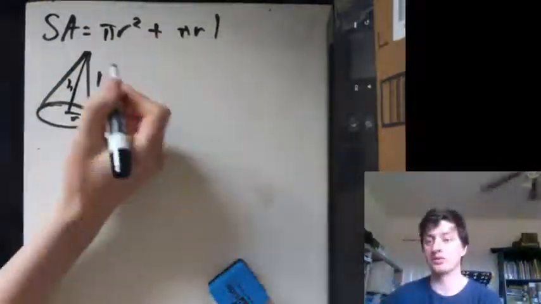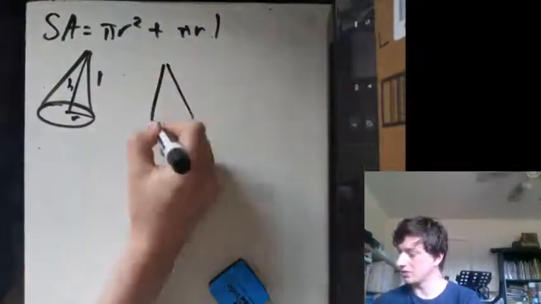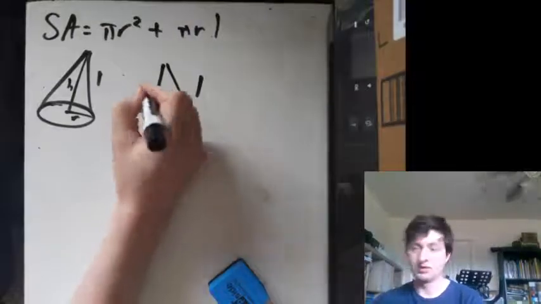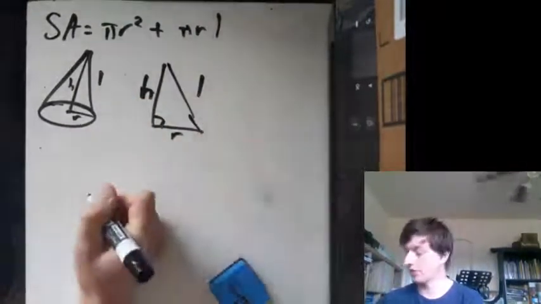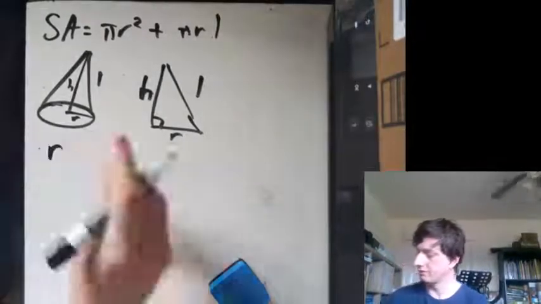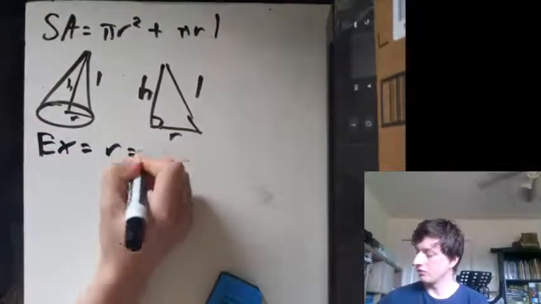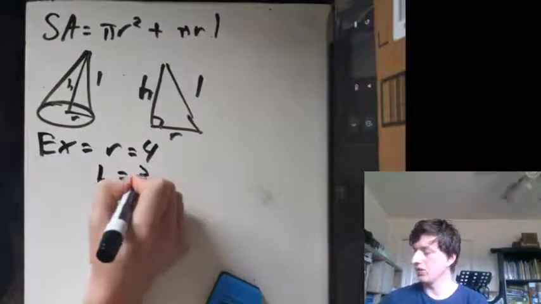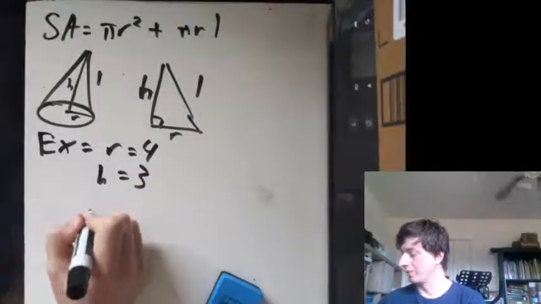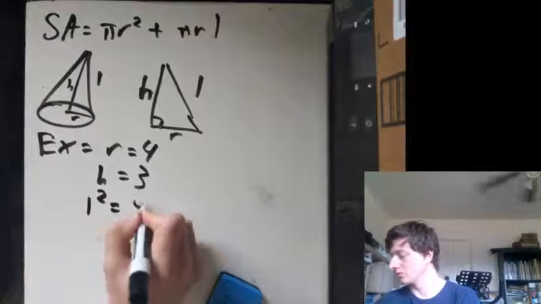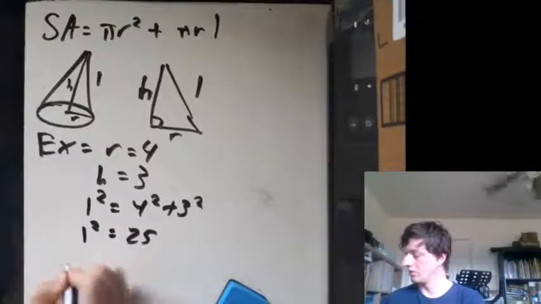And that's a right triangle. So we have a right triangle. This is the radius, this is L, and this is the height. Sometimes you're going to need to calculate this from knowing these two. So if our radius is 4 and the height is 3, we want to find L, so we would do L squared equals 4 squared plus 3 squared. This would be L squared is 25. L is 5.